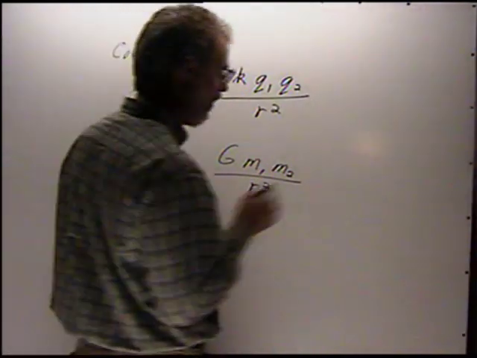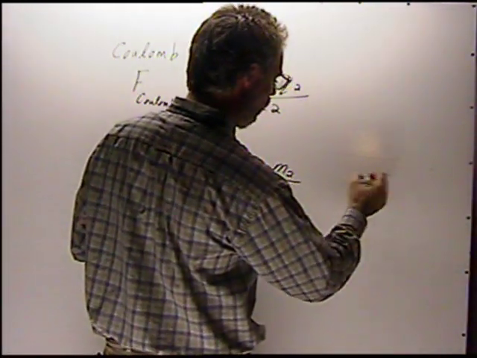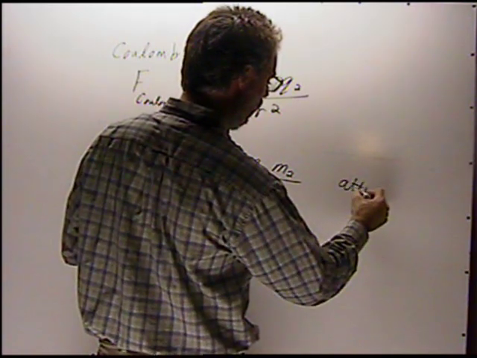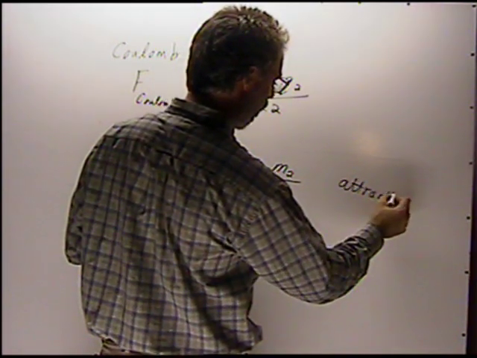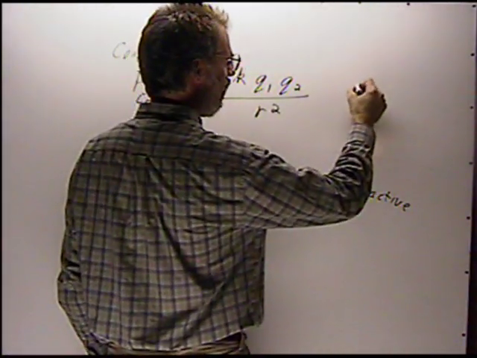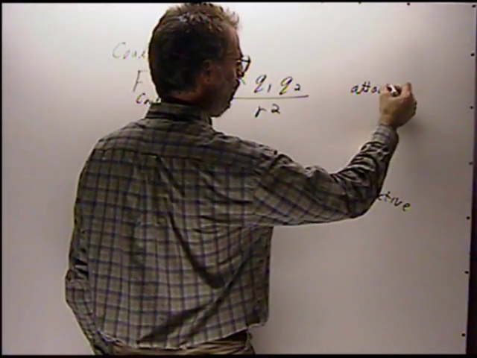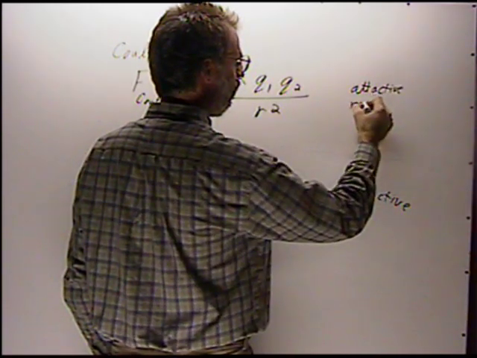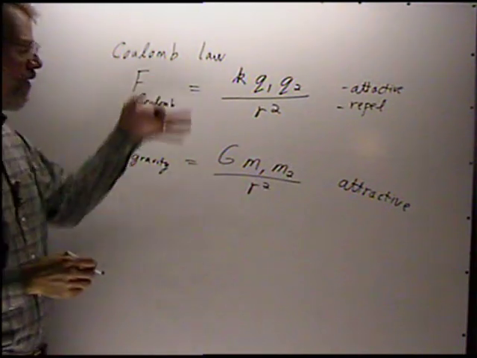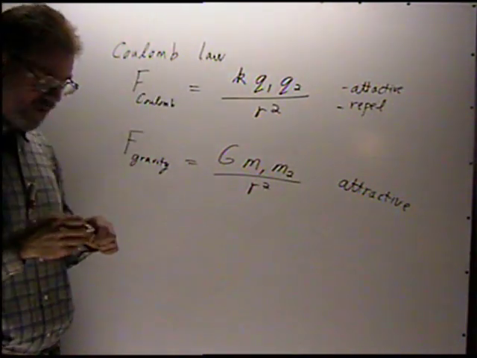The other interesting thing is here, mass is always positive, so the gravitational force is always attractive. Whereas the Coulombic force can be attractive, but it can also repel. So there's a lot of similarities here, but a lot of differences.